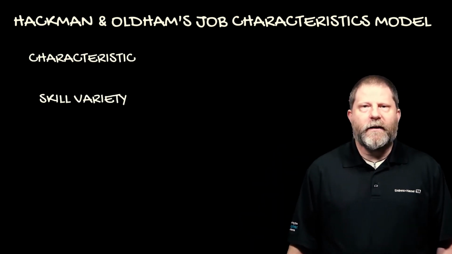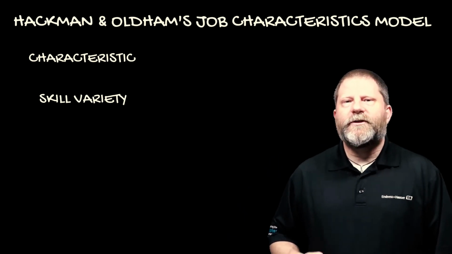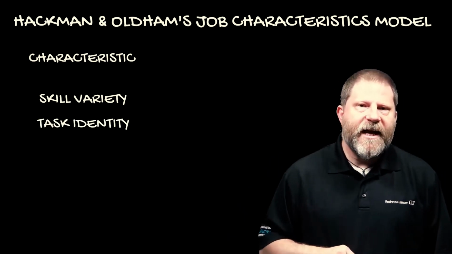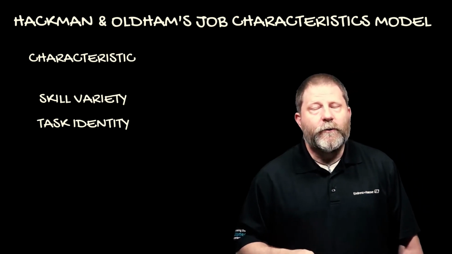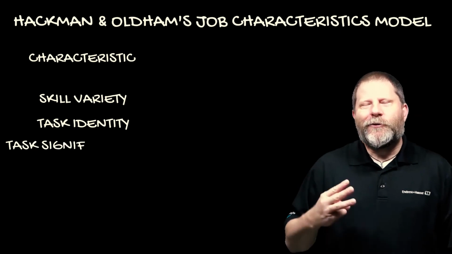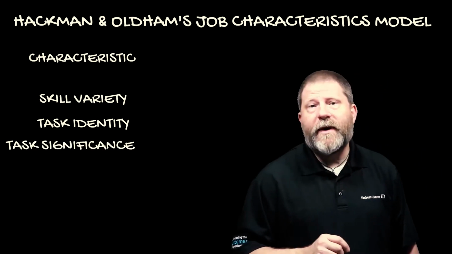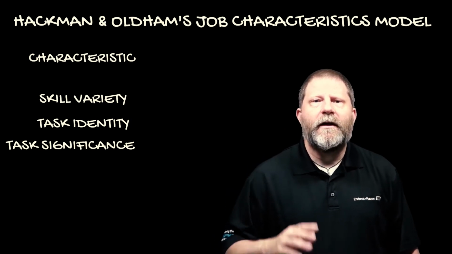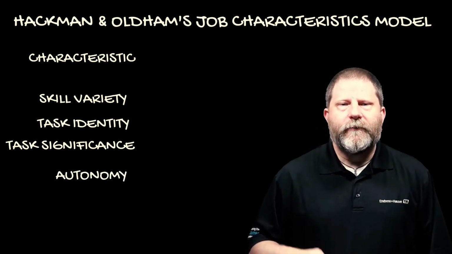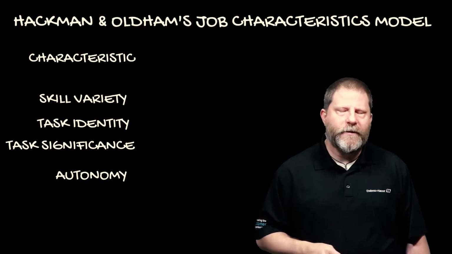First, skill variety, or the degree to which a variety of skills are needed to accomplish the job. Second, task identity, the degree to which the job leads to the completion of something. Third, task significance, the degree to which the work has an impact on the lives around us. Fourth, autonomy, the degree to which an employee has the freedom of performance to complete the job.